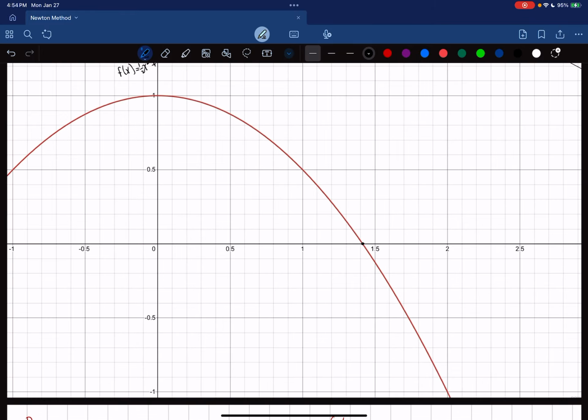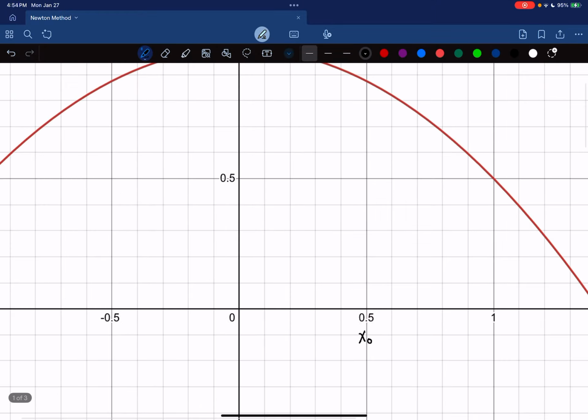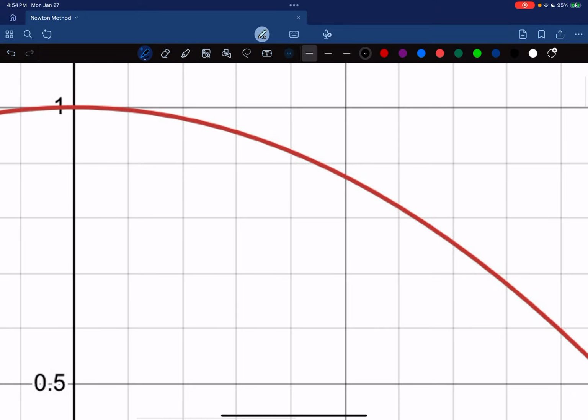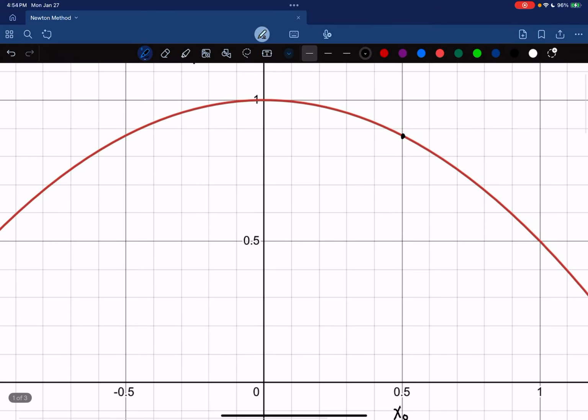Now, like I said, for Newton's method, the first thing you want to do is have an initial guess, as close to the root as you can. Obviously, for here, you could say my initial guess is, let's say, 1. For the example's sake, I'm going to choose 0.5 as the initial guess. So this is going to be my x0, the first guess. All right? So the dot is going to be right here. That is going to be my f at x0.